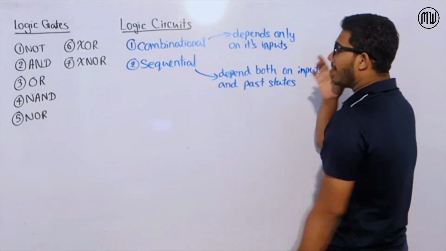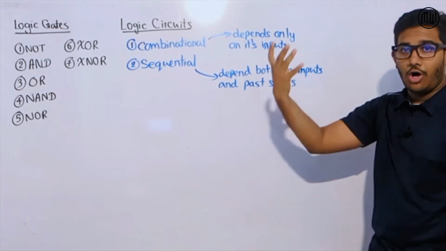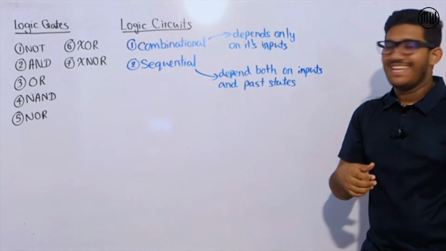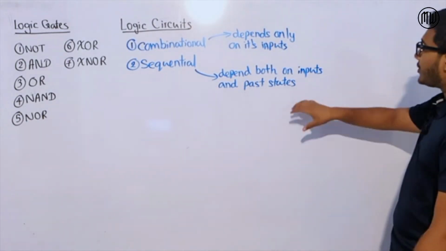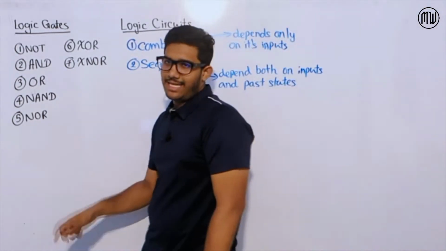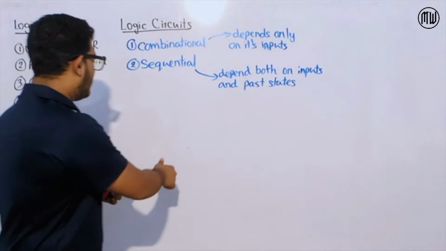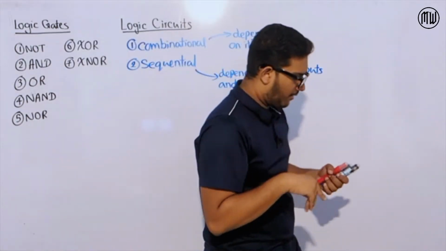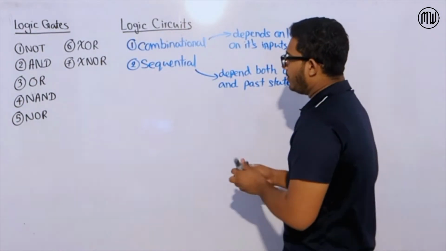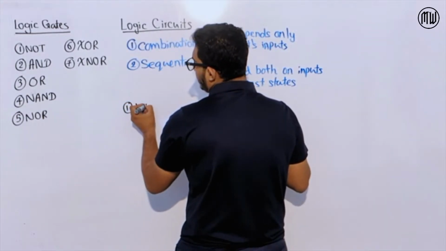So these are the two types of logic circuits we have. We have combinational circuits only depending on their inputs, and sequential circuits that depend both on their inputs and past states as well, right? Let's take an example. I'm going to tell you to do two things. Number one is to raise your hand.